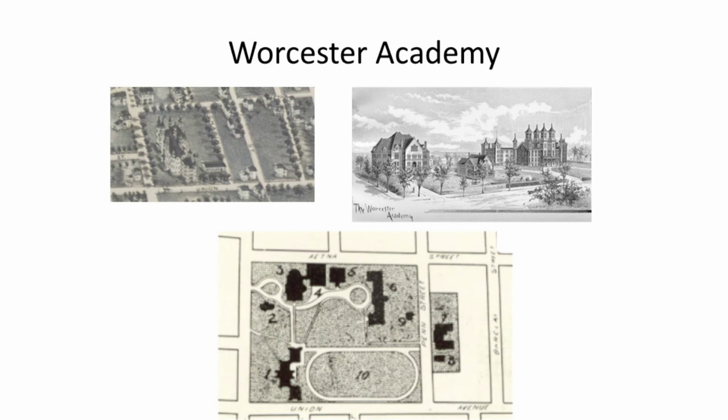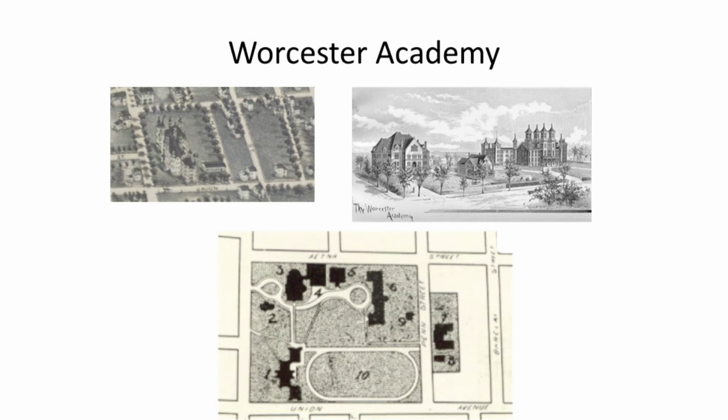And as he bought the property, he would build another building. And you can see what the campus looked like in the 1890s when he was still the principal of the school. And at the bottom, this is a map of the campus around 1910. And you can see how what was originally about 3 acres had become about 7 or 8 acres. And he kept on building.